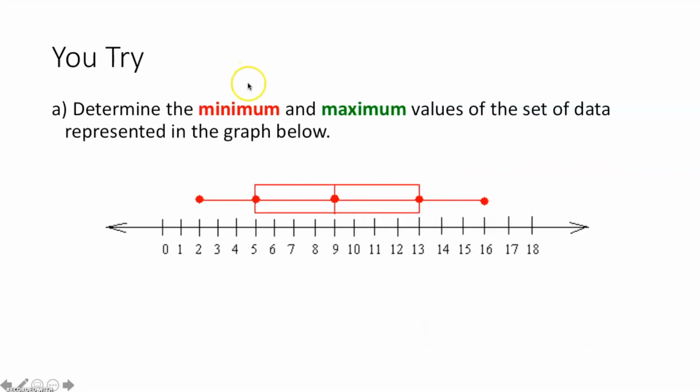Okay, so answering the same questions. Part A, we want our minimum and maximum. So minimum, your leftmost point on your left whisker. That would be this 2 right here. That's going to be your minimum. Your maximum is going to be your rightmost point on your right whisker, which would be this 16.